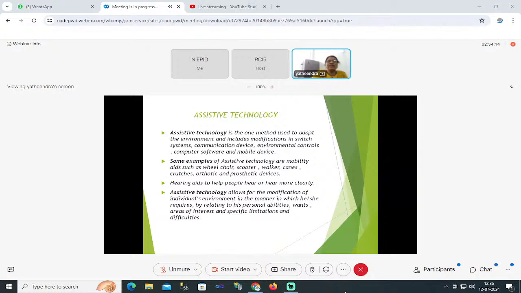Then assistive technology is one method used to adapt the environment and includes modifications in switch systems, communication devices, environmental controls, computer software, and mobile devices. Some examples are wheelchairs, scooters, walkers, canes, crutches, orthotic and prosthetic devices, and hearing aids to help people hear more clearly. Assistive technology allows for modifications of an individual's environment in the manner in which he or she requires, relating to his personal abilities, wants, areas of interest, and specific limitations and difficulties.